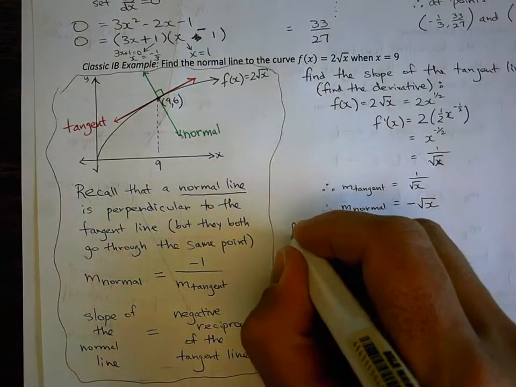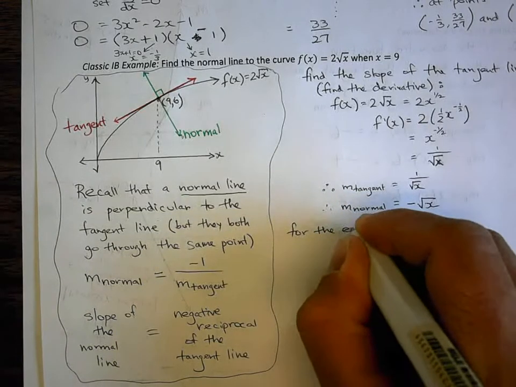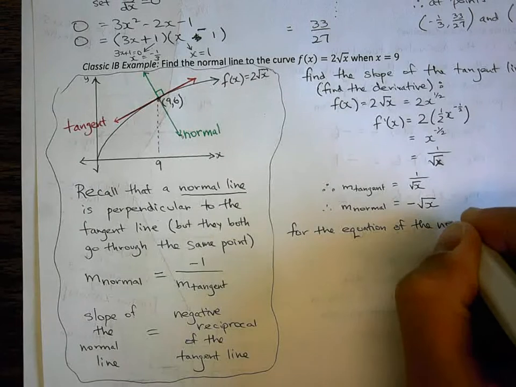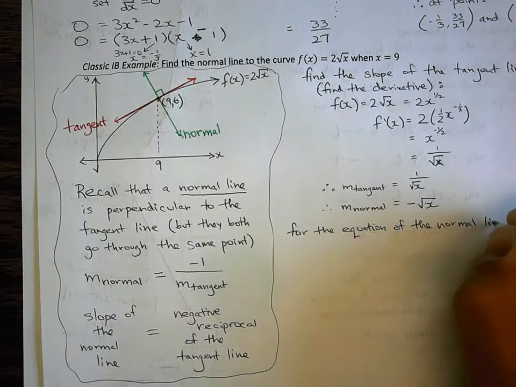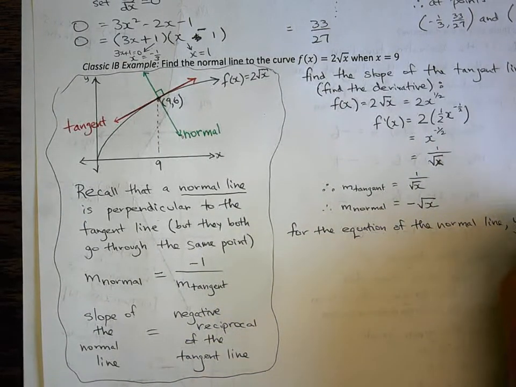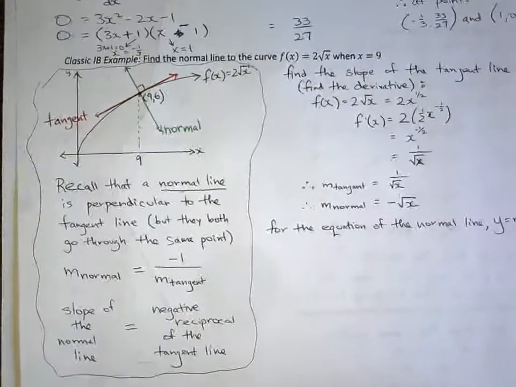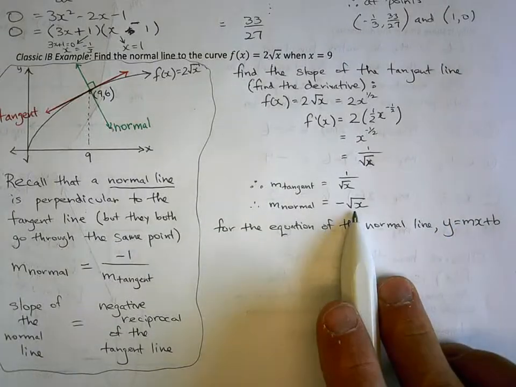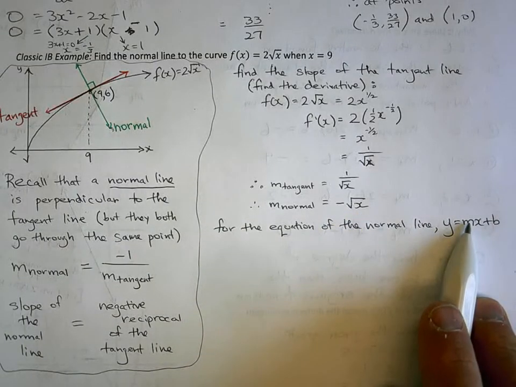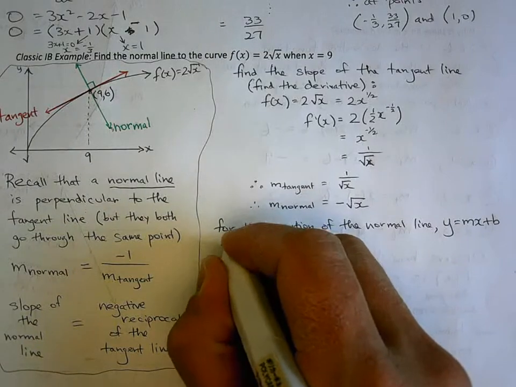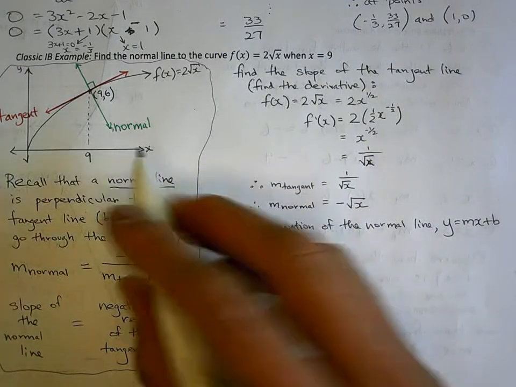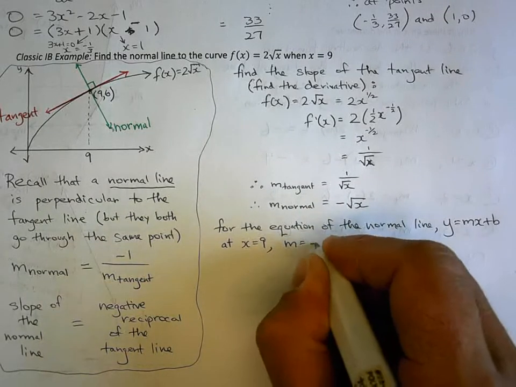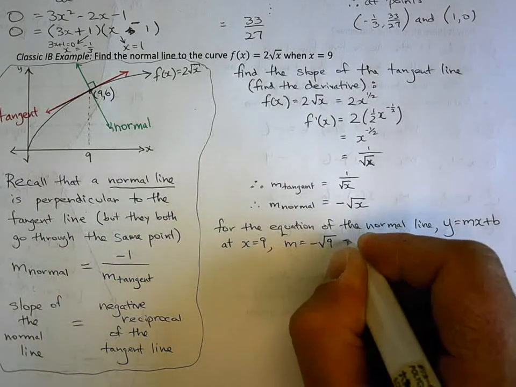So, for the equation of the normal line, it should be y equals mx plus b. Well, oh boy, there it is. I know what the slope is. I just have to use that equation. And so let's do that. We're looking at x equals 9. So at x equals 9, the slope is negative square root of 9, which is negative 3.